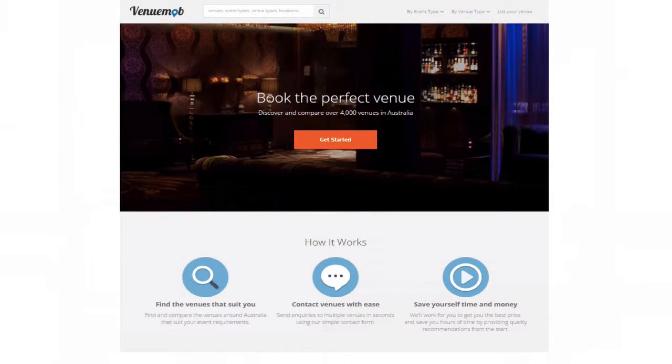Now, let's do a couple of examples of this, getting ready to sell, okay? Here's an example. This is a map company, VenueMob. Full disclosure, I'm an investor in this company.